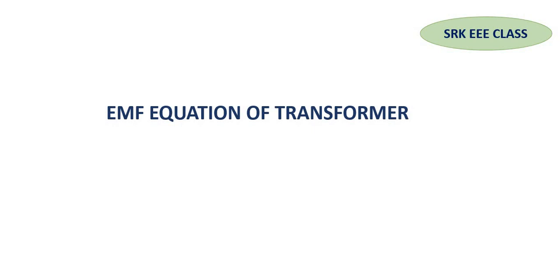We will discuss the transformer EMF equation. Transformer windings: primary winding and secondary winding. In the primary winding, we supply alternating voltage and alternating flux develops.